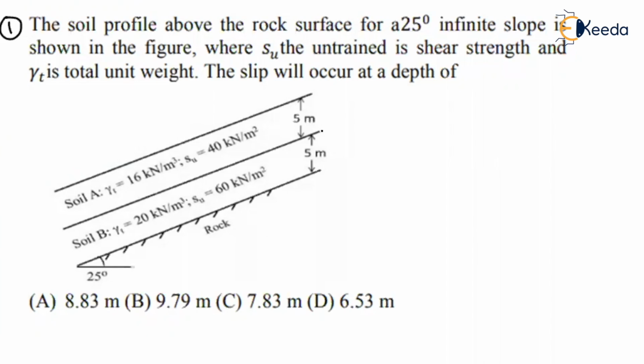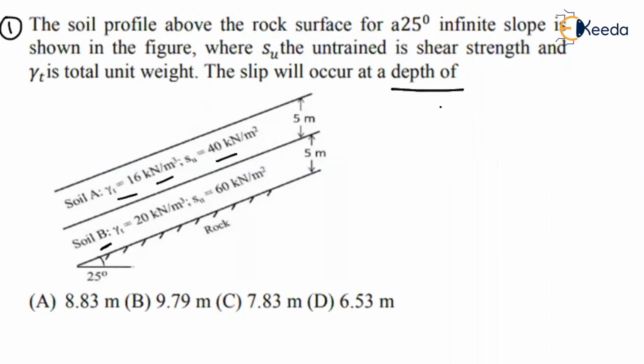So, what about here? Is it a uniform soil or a stratified soil? Stratified soil, right? Why? Because up to 5 meters we have different properties, soil A, and in the next 5 meters we have some soil B. And if we see, the parameters are also different. So here you have to find at what depth the slip will occur.